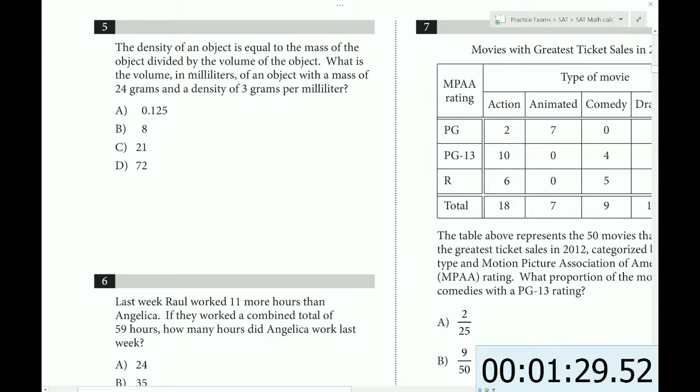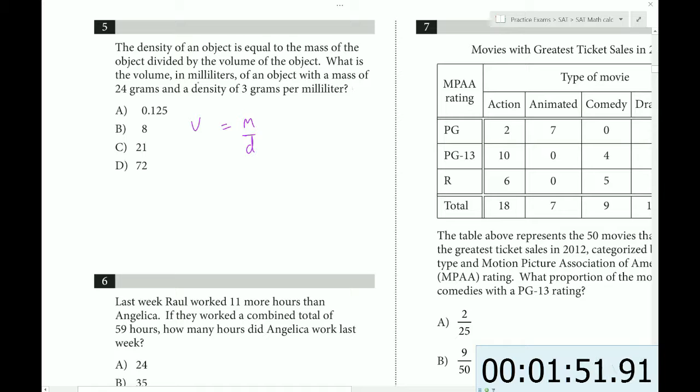Question 5. The density of an object is equal to the mass divided by the volume. So the formula would be D equals M over V. What is the volume? Okay, so we want to isolate for volume. So we can move the volume across the equal sign diagonally, and then we can move the density also diagonally, all right? And effectively, we've solved for the volume.